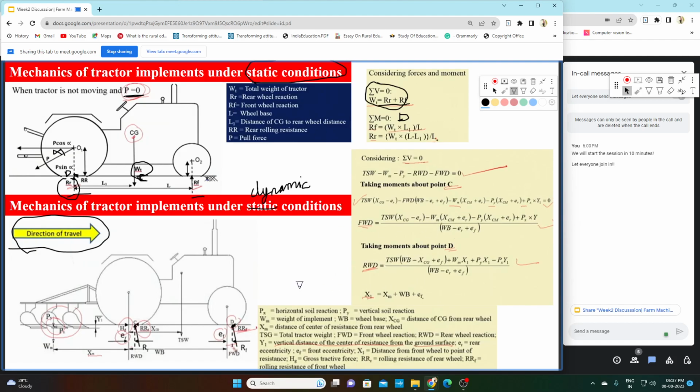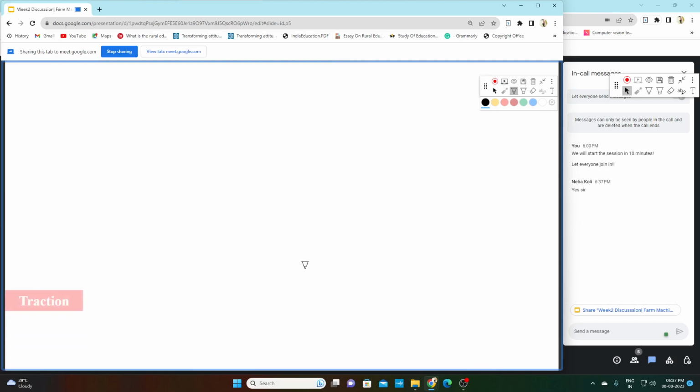So is this clear for now? What is the difference between static and dynamic condition? Is this clear? Okay, Neha is telling yes. Any doubt? Okay, so I'm assuming no doubt.